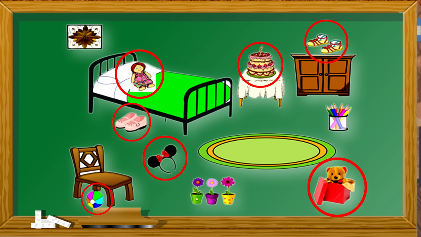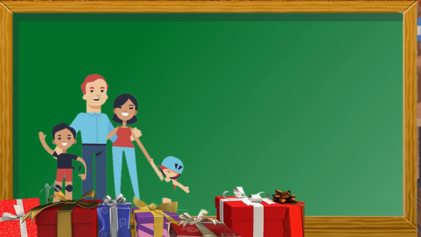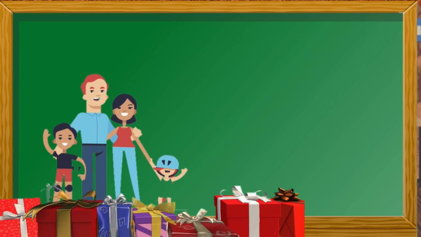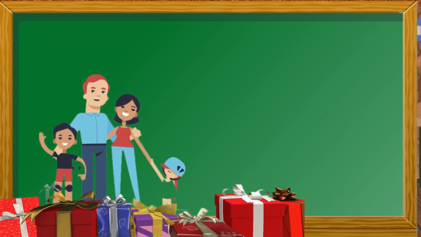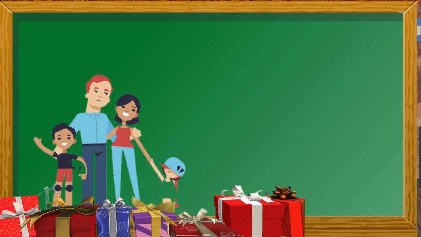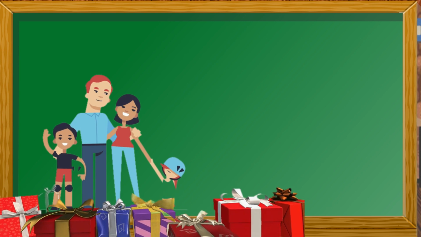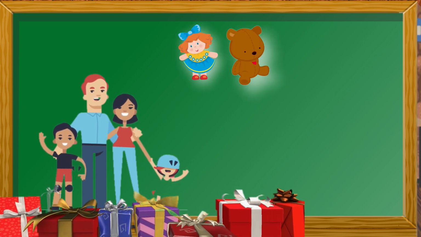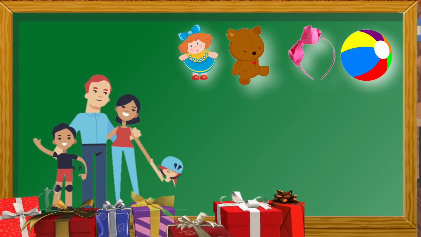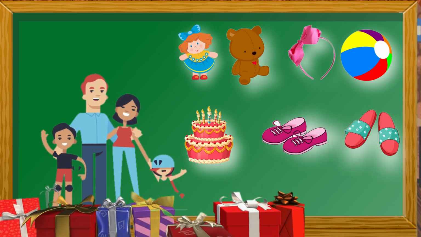Let us pretend that today is Sarah's birthday. Her friends and family brought some gifts for her. Her mother put all the gifts inside her room. That would be all the gifts brought by her friends and family. What are the gifts given to Sarah by her friends and family? Very good. Sarah received a doll, a teddy bear, a headband, a ball, a cake, a pair of shoes, and a pair of slippers.